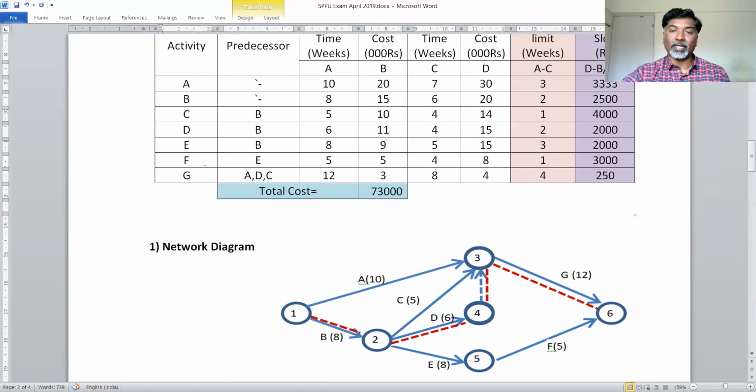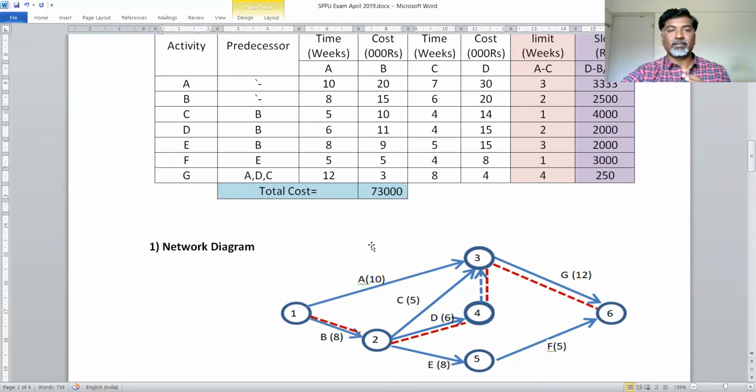I have to connect this F activity to the last activity, that is G activity, because what comes next after F is not given. So F is in a dangling state. To avoid a dangling state, I have connected F activity to the event where G activity finishes. So G activity finishes at event 6, and I have connected this activity to event 6. In this fashion, for the given problem, we have to draw the network diagram.